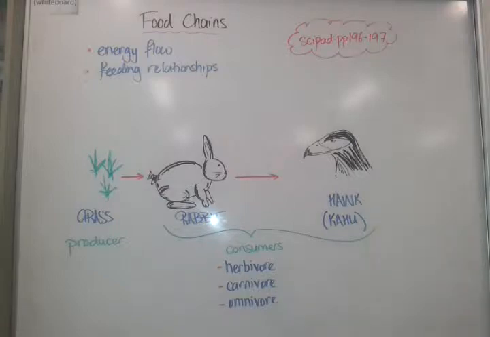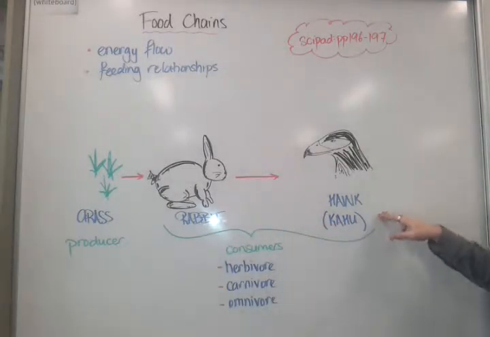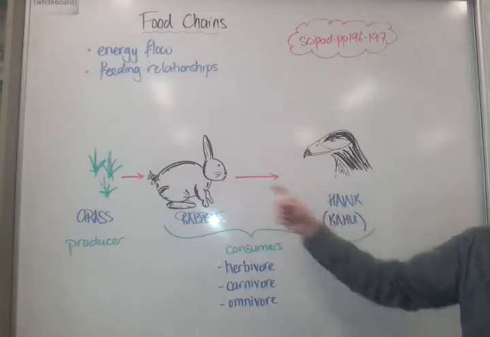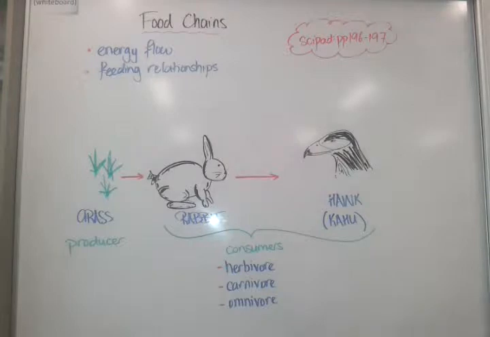And this is the sort of thing we could expect to see in lots of ecosystems or habitats in New Zealand. Grass being eaten by rabbits, rabbits being eaten by kahu or hawks. And you'll notice that it starts with grass. And grass is not the same as these two. What's different about it? It's a plant. Fantastic.